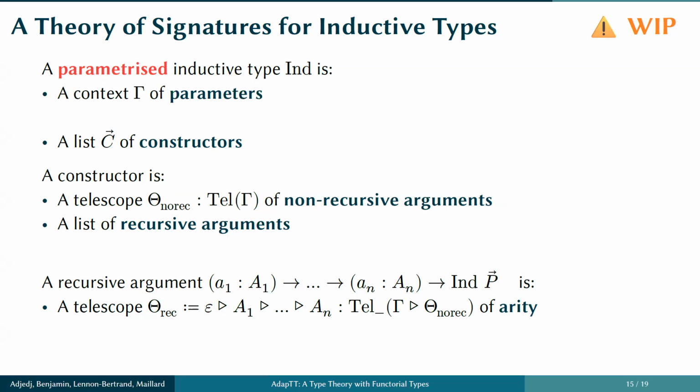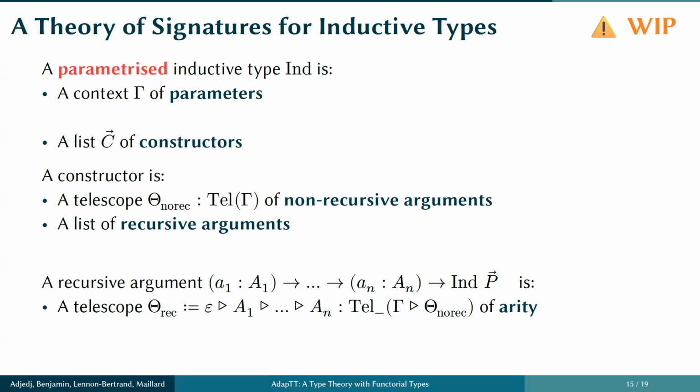If we want to extend this to parameters, it's not that hard. We now have a new context gamma of parameters, and our telescope of non-recursive occurrences now is a telescope over gamma and not over an empty telescope. And the same thing for our recursive telescopes: our arities now live in gamma extended by the non-recursive telescope.